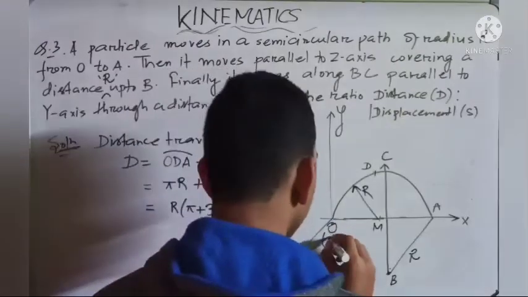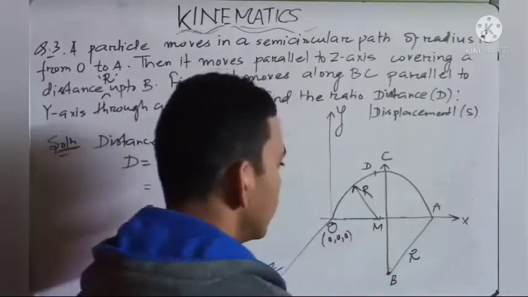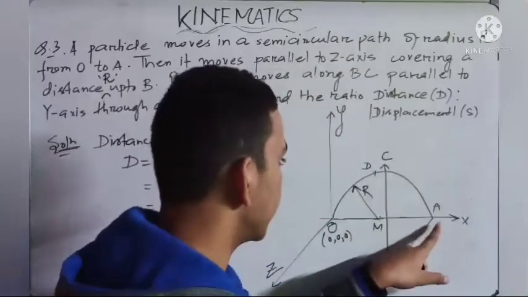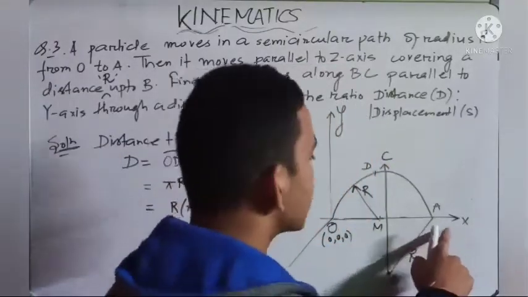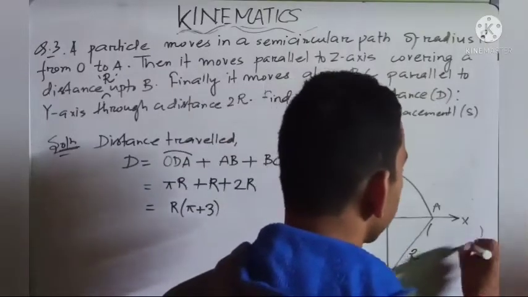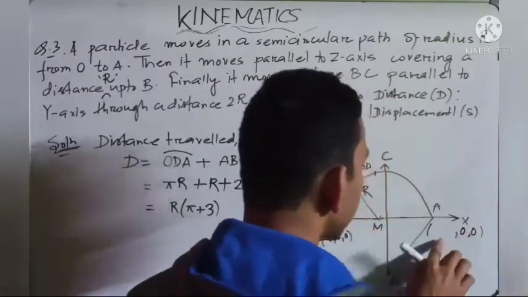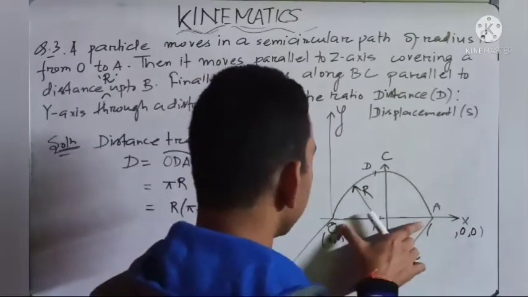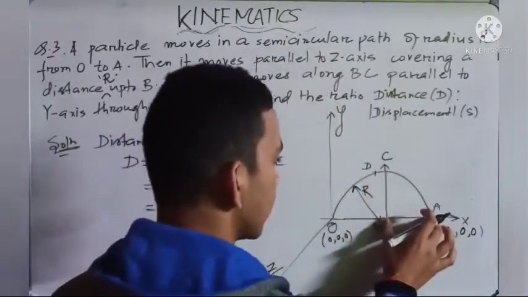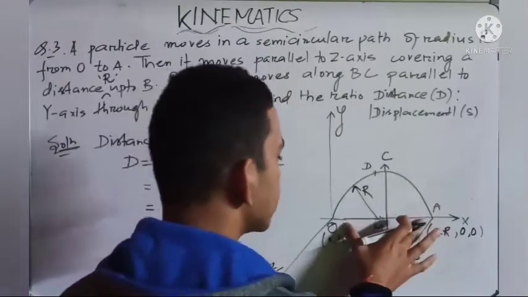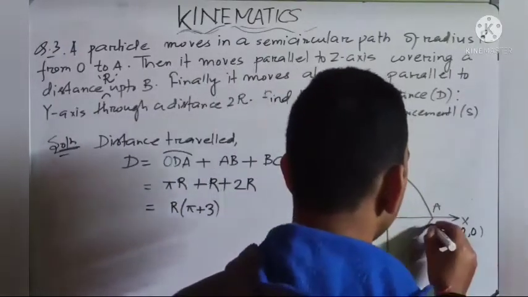Here, the coordinates of origin are 0, 0, 0. Now let's write the coordinates of A. Since the point A is lying on the x-axis, its y coordinate and z coordinate are going to be 0. Now its x coordinate is going to be this length, which is 2r. Because this length is r and this length is r, together this OA is going to form 2r.